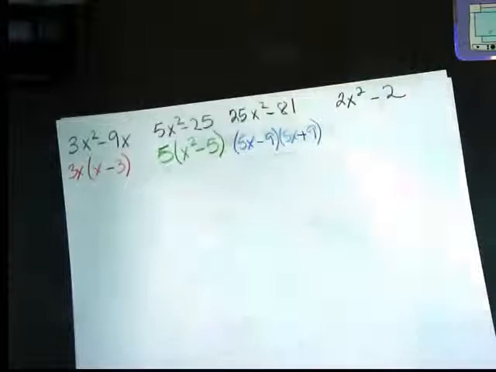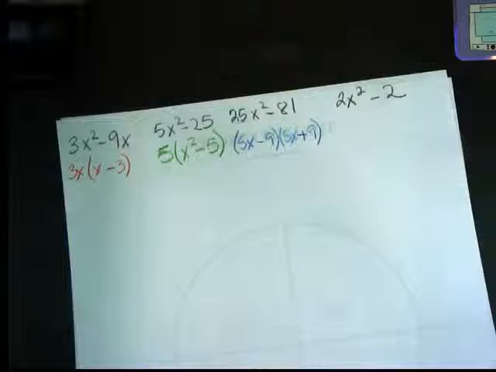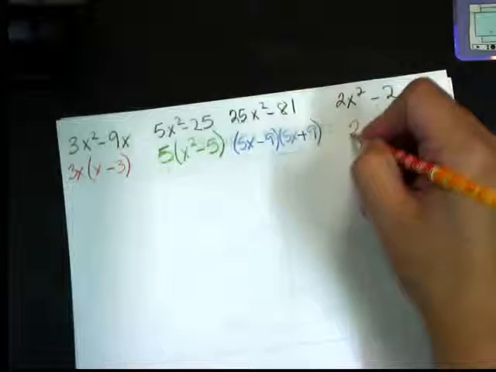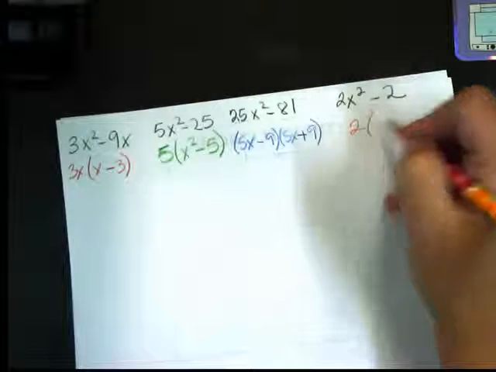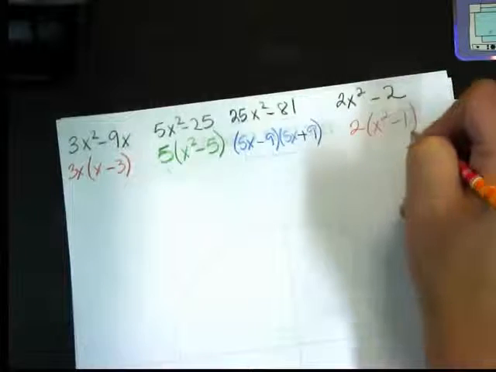2x squared minus 2. First, we always look for a GCF, and there is a common factor here. The common factor between those is 2, so I'm going to pull out a 2. Left over will be x squared minus 1.